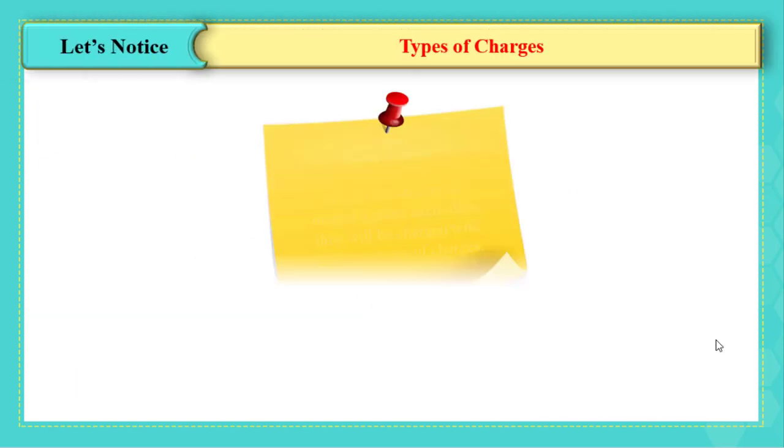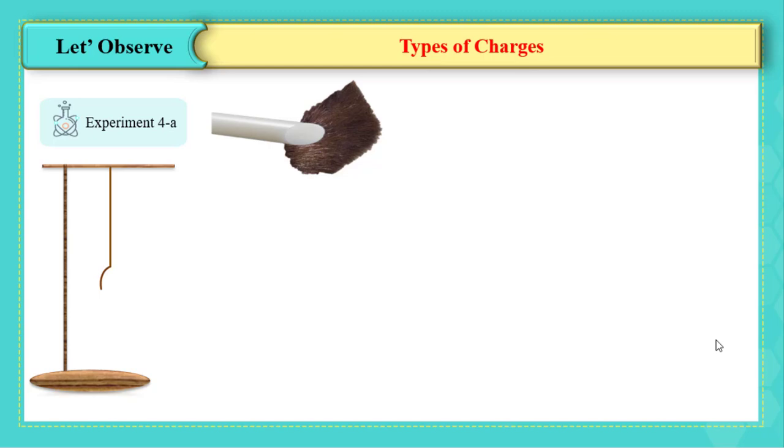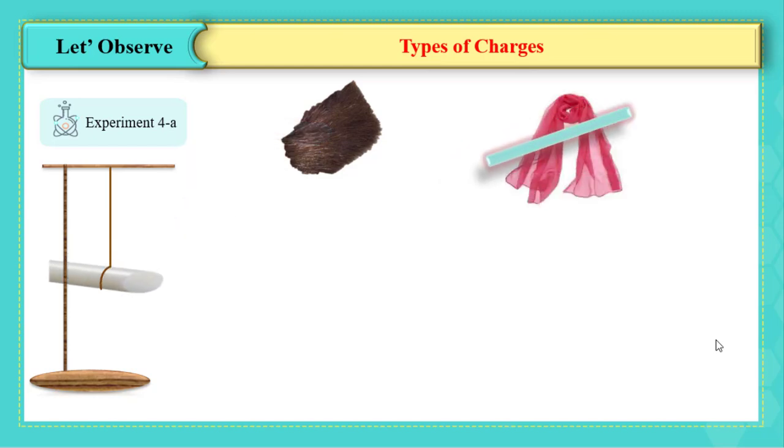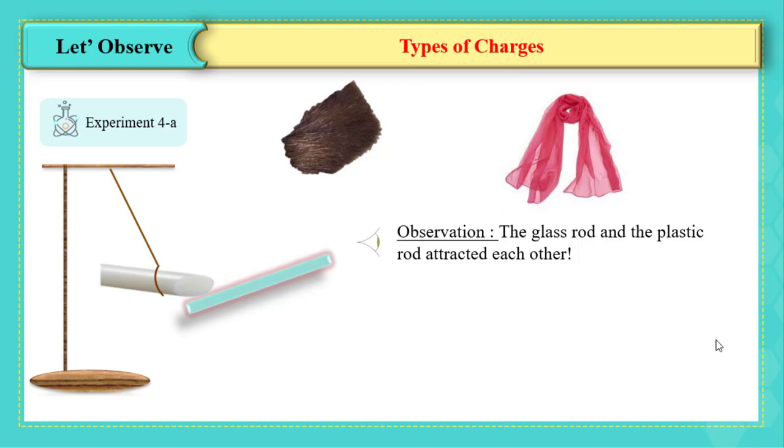Here we have a note. When two objects are rubbed against each other, they will be charged with different types of charges. In experiment 4, we rub the plastic rod on a piece of wool and suspend it on the stand. Then rub the glass rod on a piece of silk and approach the glass rod towards the plastic rod suspended on the stand. We observe that the glass rod and the plastic rod attract each other.